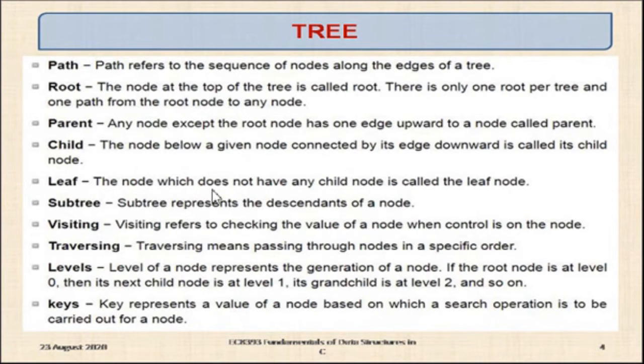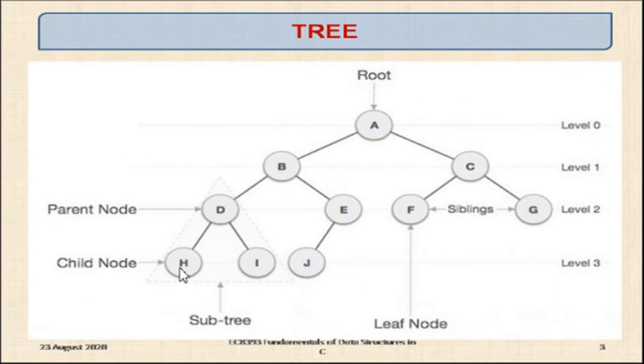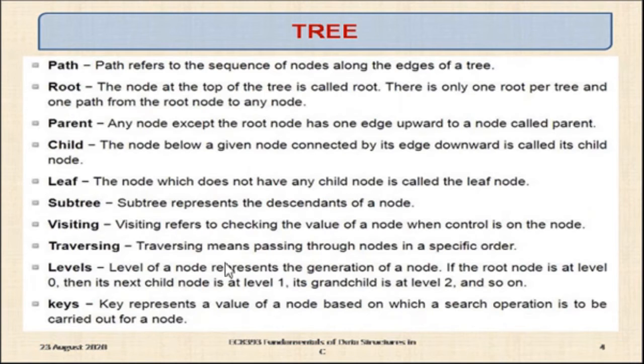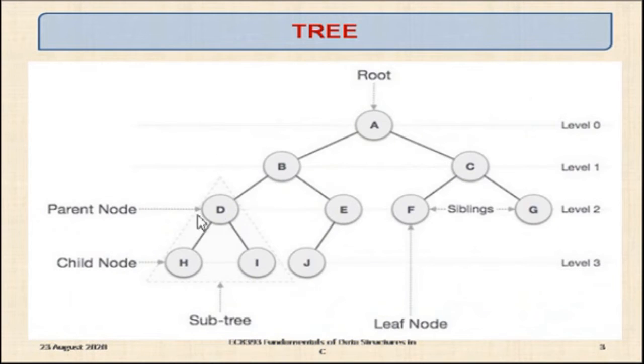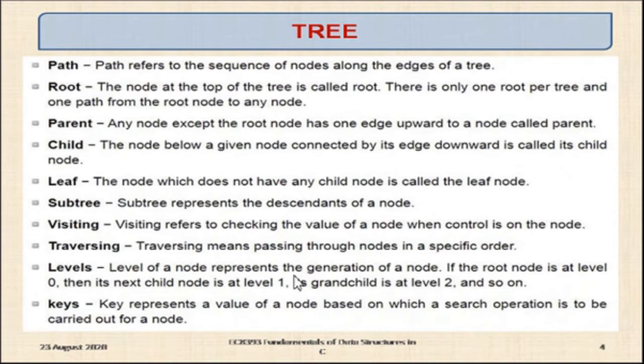Leaf. The node which doesn't have any child node is called a leaf node. You see the nodes at the bottom. These are all called leaf nodes: H, I, J, F. They are called leaf nodes because those nodes are not having any child. Subtree. A subtree represents the descendants of a node. This is one subtree. This is another subtree, like that. Descendants of the node.